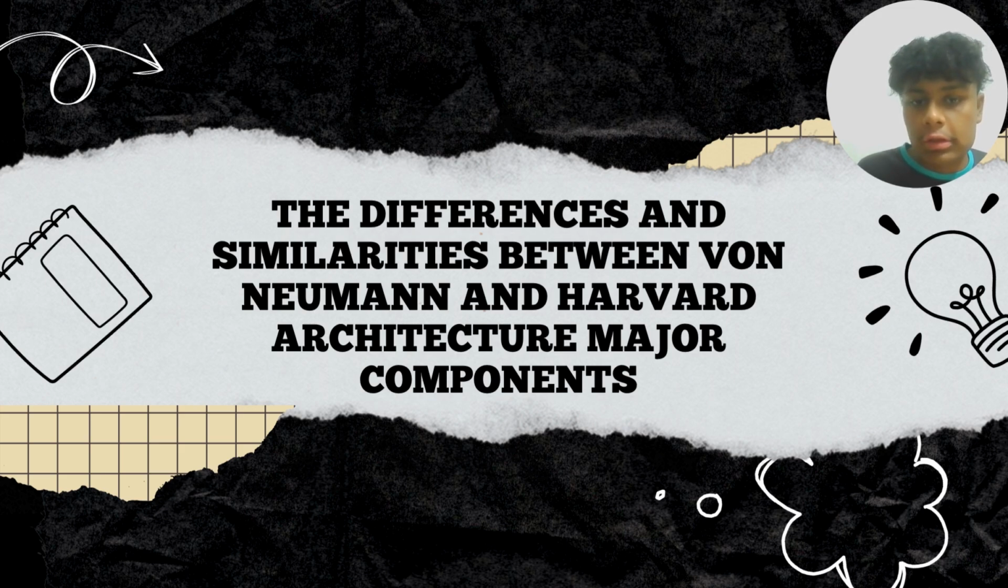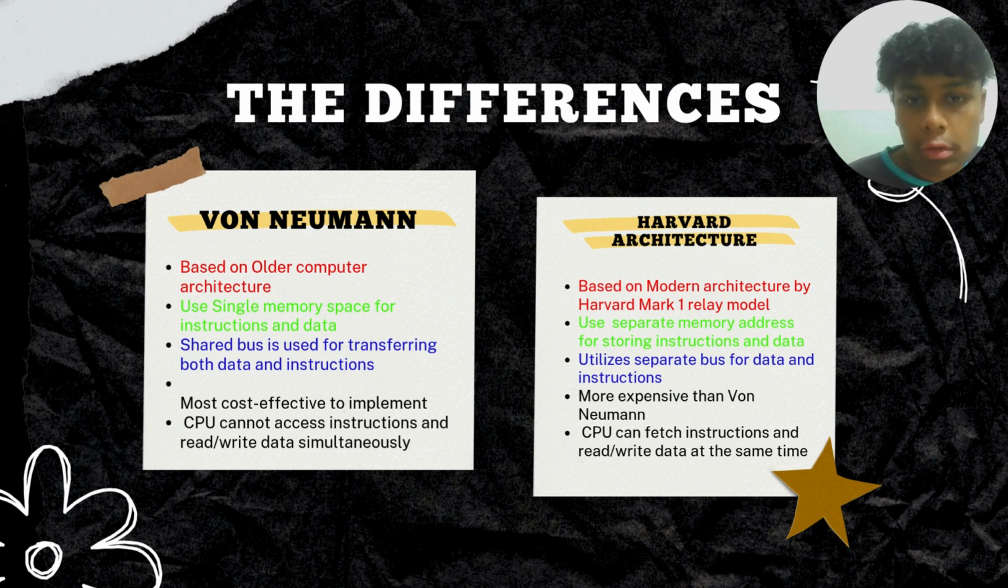Okay, now let's get into the differences and similarities between von Neumann and Harvard architecture major components. For the differences, von Neumann is based on an older computer architecture, while Harvard architecture is based on a modern architecture by the Harvard Mark I relay model. Von Neumann also uses a single memory space for instructions and data, while Harvard architecture uses separate memory addresses for storing instructions and data. Furthermore, a shared bus is used for transferring both data and instructions for von Neumann, while Harvard architecture utilizes separate buses for data and instructions.